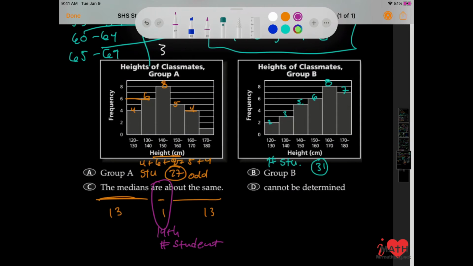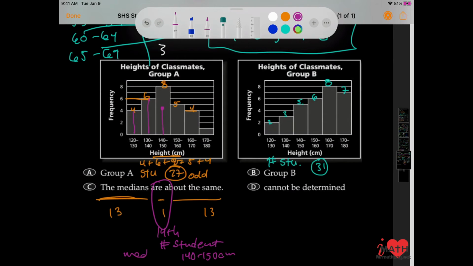So let's go ahead and find the 14th student. Okay, there are 4, 5, 6, 7, 8, 9, 10. And then right here, the 14th student is my median. Okay, I'm not looking to the frequency on the left. I'm looking at its bin, which is 140 to 150 centimeters.